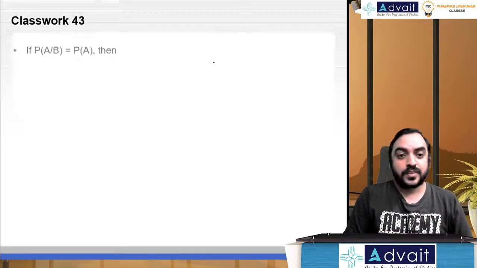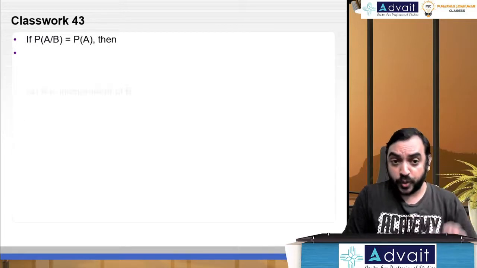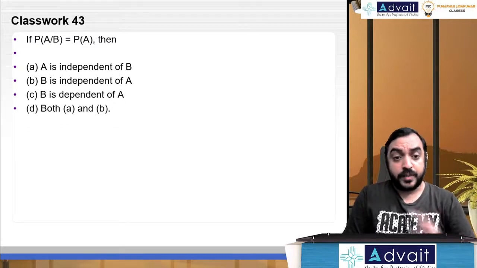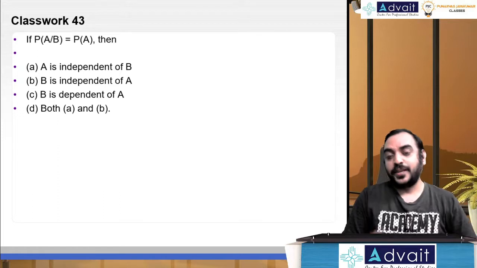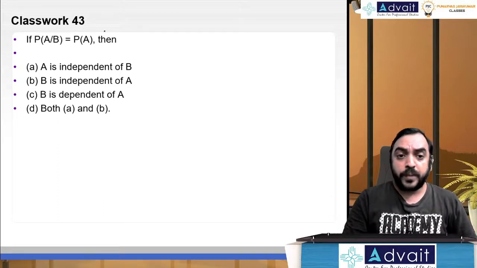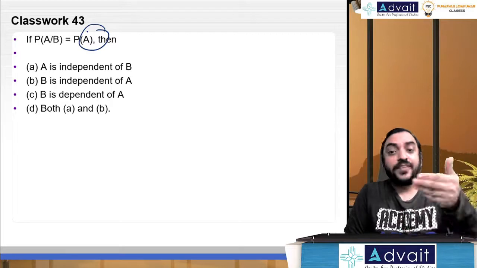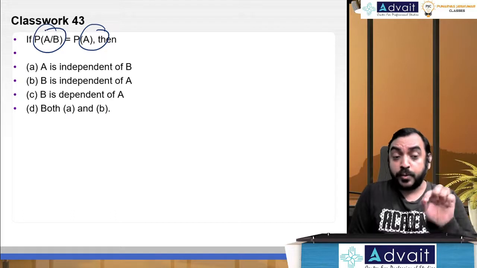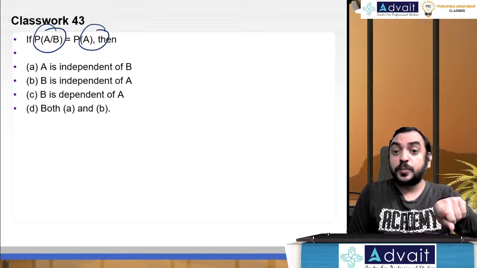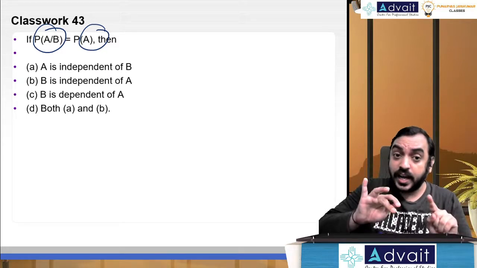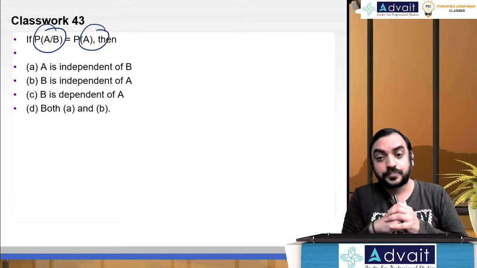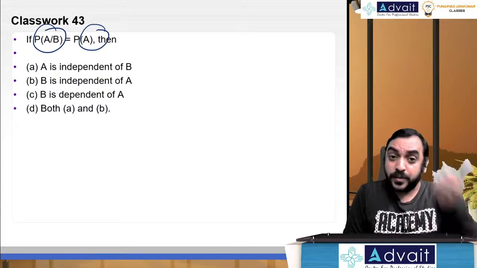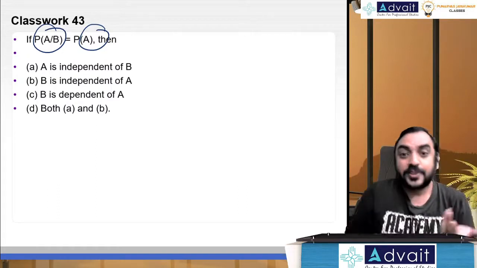Next one. Probability of A slash B is equal to probability of A, then A is independent of B, B is independent of A, or both A and B. Now please tell me, P of A means what? Probability of A. Correct. What is probability of A slash B? Probability of A slash B means what is the probability of A given that B has already occurred? Now look at the probability. Both are equal. Which means what? Whether B occurred or not, probability is same.